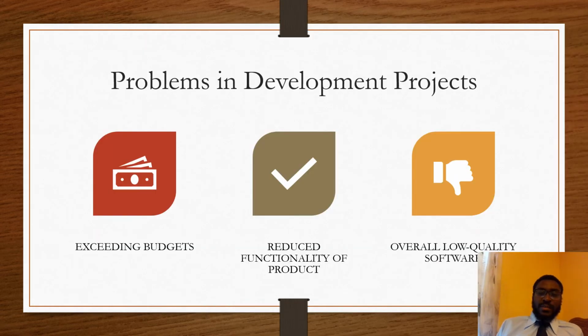So these are three of the biggest problems within software development. Products are exceeding budgets, and then the functionality of a product is essentially reduced because of the amount of defects within them, and then that essentially provides for low quality software, and essentially that ends up being bad for business and bad for the clients as well.